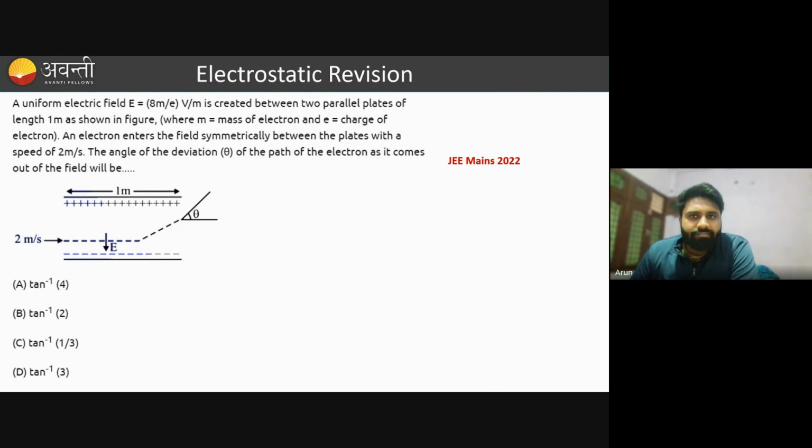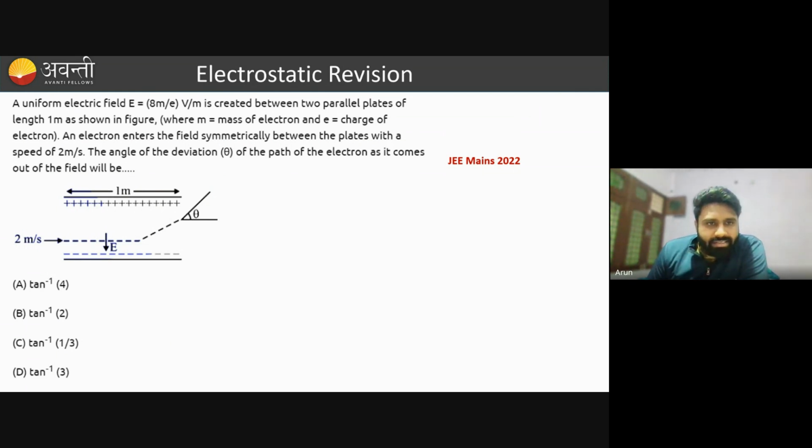A uniform electric field E equals 8 m upon e volt per meter is created between two parallel plates of length 1 meter. An electron enters the field symmetrically between the plates with a speed of 2 meters per second. The angle of deviation theta of the path of the electron as it comes out of the field will be.